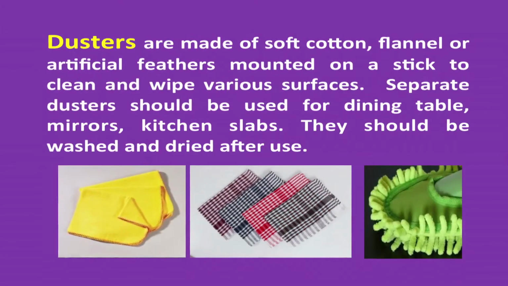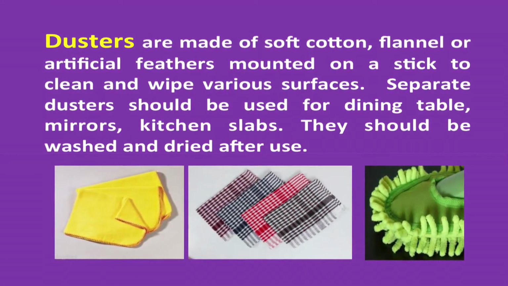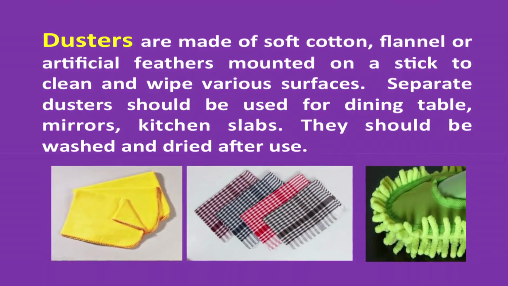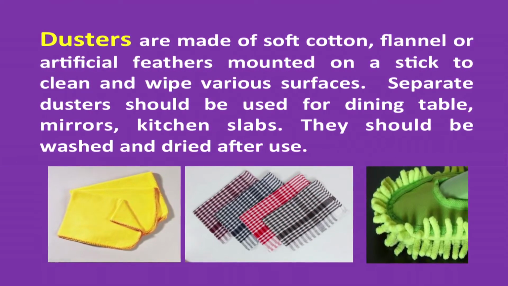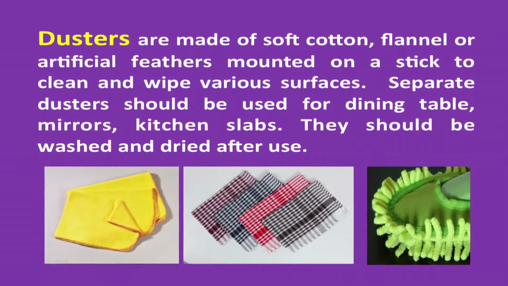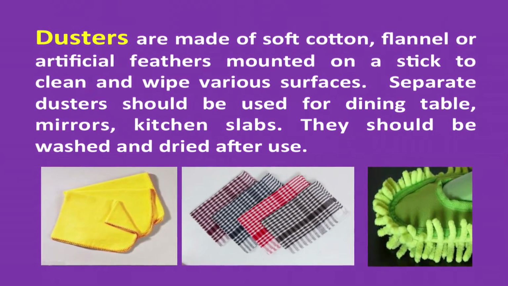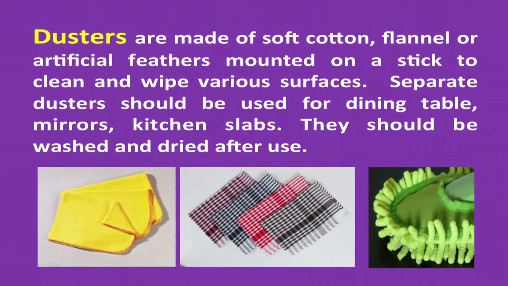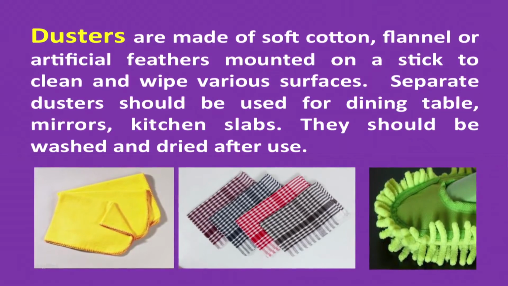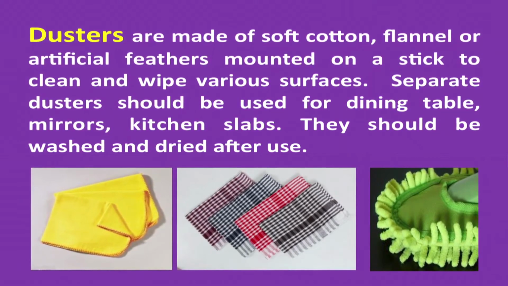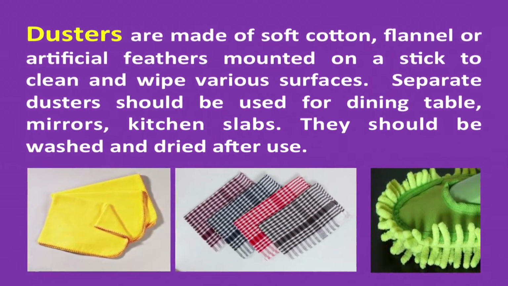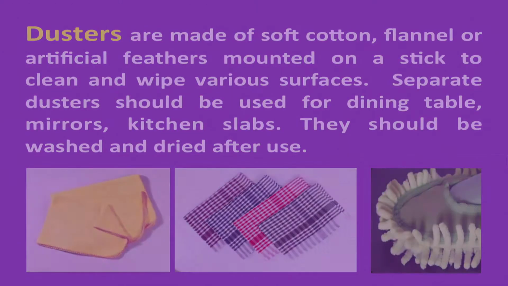After sweeping, dirt and dust is collected directly into these with the help of a broom and carried to a dustbin. Dusters are made of soft cotton, flannel or artificial feathers mounted on a stick to clean loose dust and are also used for wiping various surfaces. Separate dusters to be used for dusting dining table, mirrors, kitchen slabs, etc. They should be washed and dried after use.